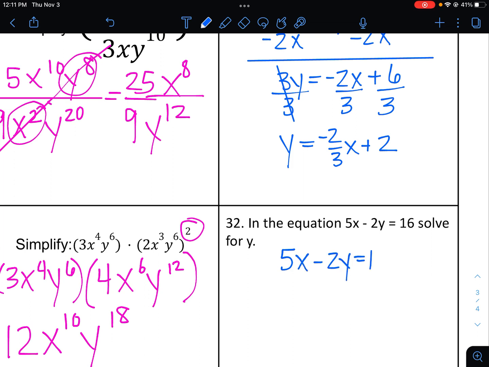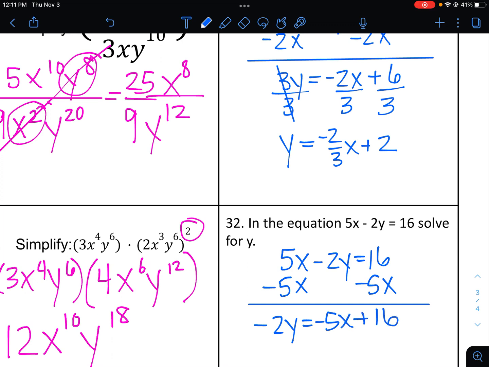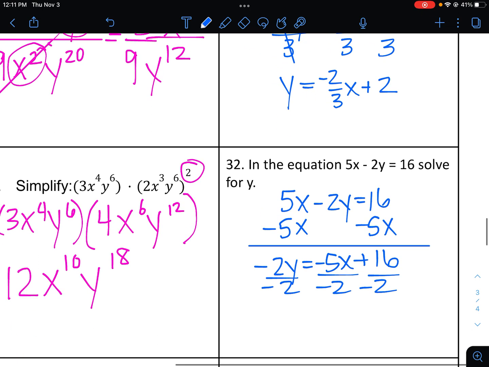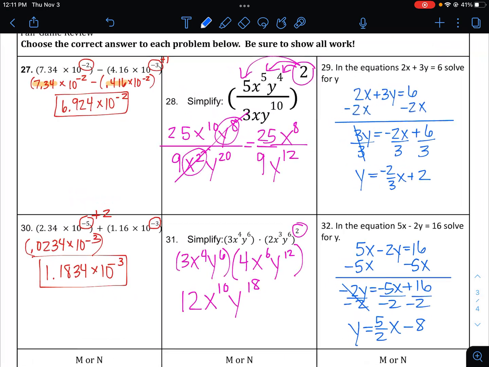We're going to do that again. 5x minus 2y equals 16. Move that 5x over to the right side of the equal sign. You get -2y equals -5x plus 16. Divide by -2 and really watch that negative positive rule. So this becomes y. That becomes positive 5 over 2 x. And then that positive 16 divided by -2 becomes -8. All right, so there is the second part of your study guide.